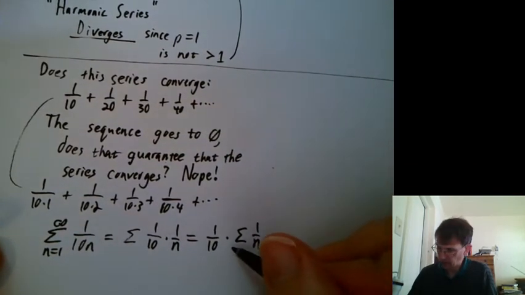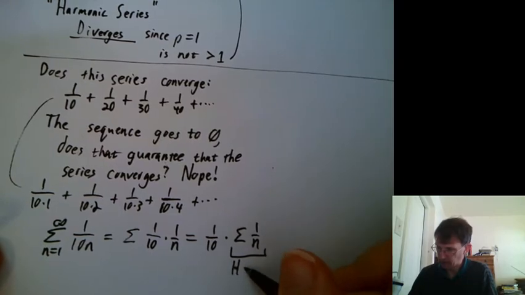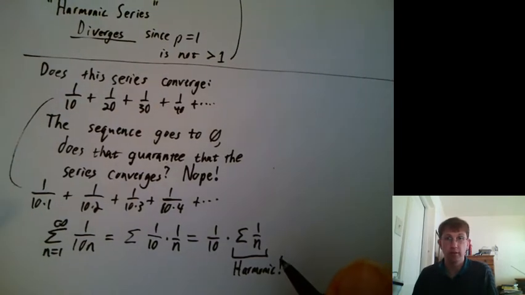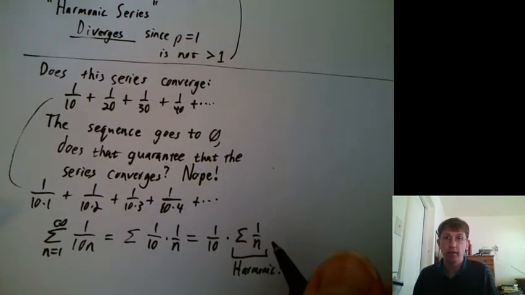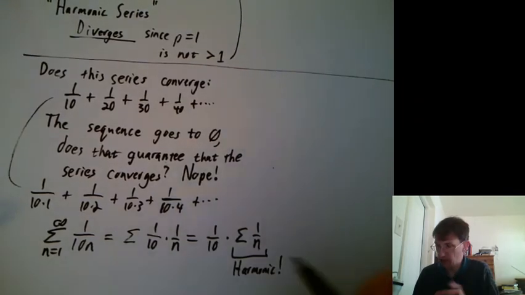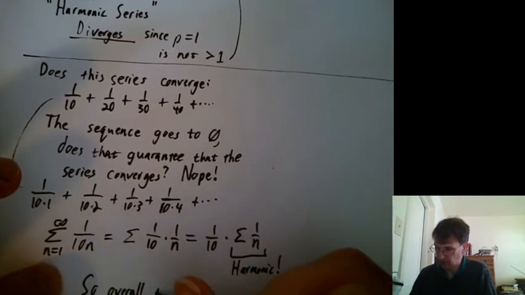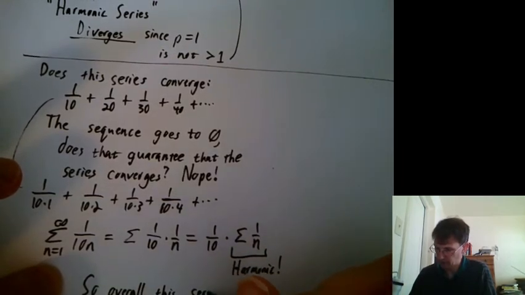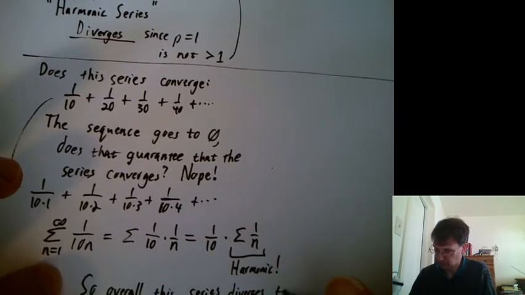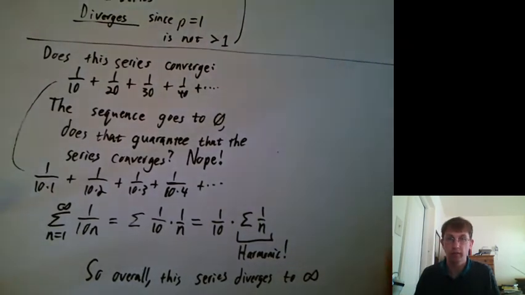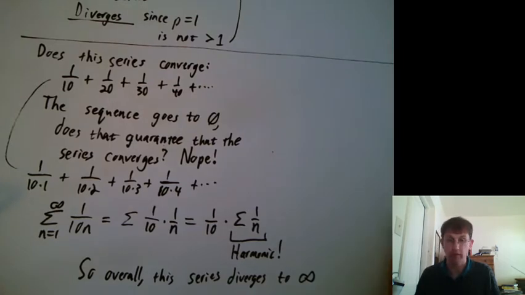What is the sum of 1 over n? That is the harmonic series. And the harmonic series diverges. Does 1/10 the harmonic series diverge? Well, the harmonic series is infinity, 1/10 of infinity, still infinity. So overall, the series diverges to infinity, not the oscillating forever kind of without settling down kind of diverging.